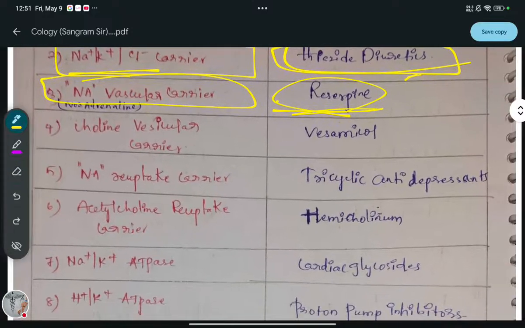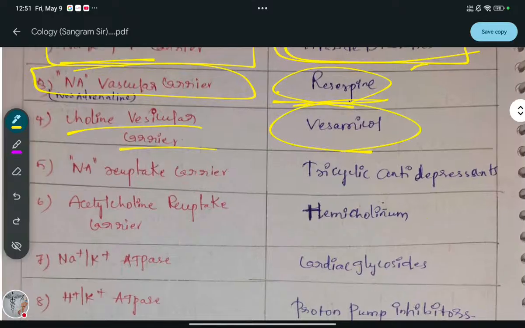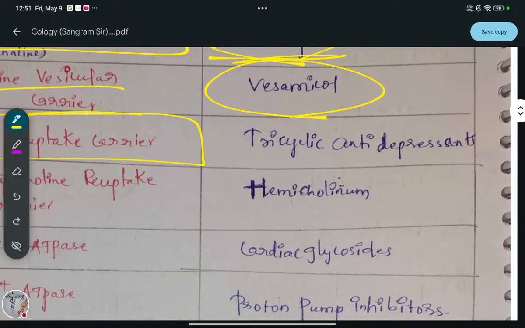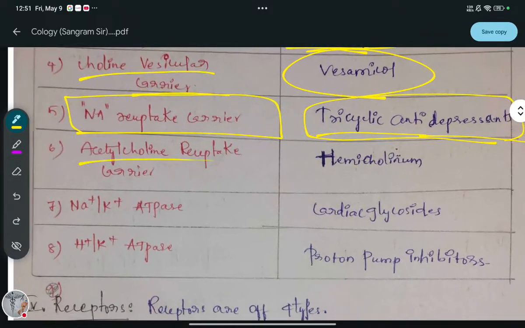Next, choline vesicular carrier is blocked by vesamicol. Next, the noradrenaline reuptake carrier is blocked by tricyclic antidepressants. Okay. Next, the choline reuptake carrier is blocked by hemicholinium.